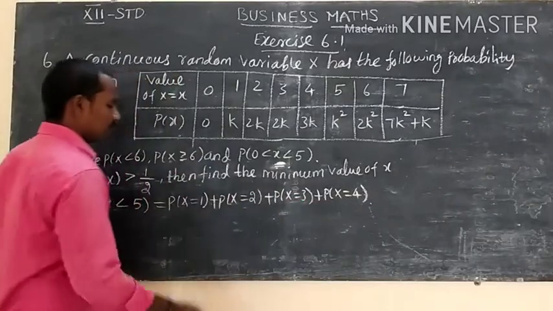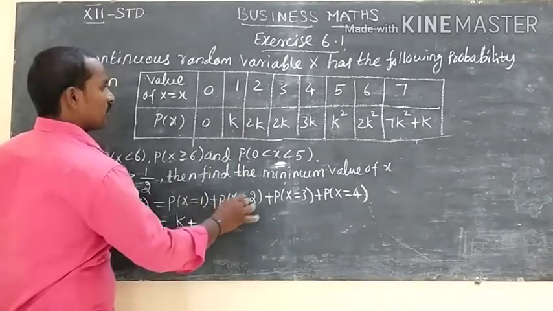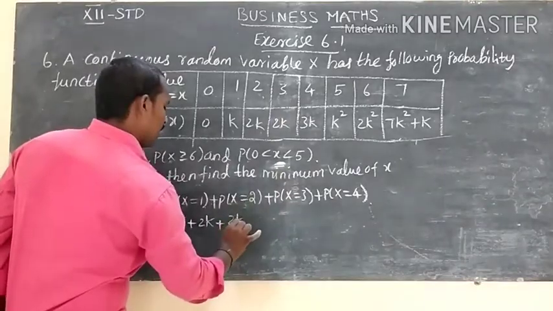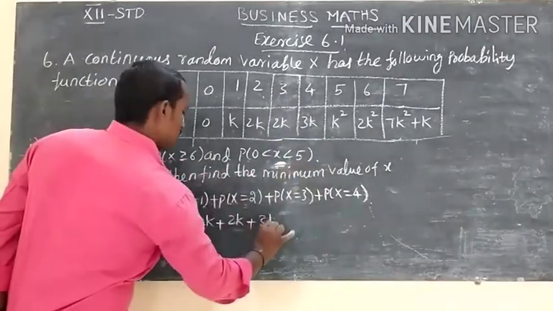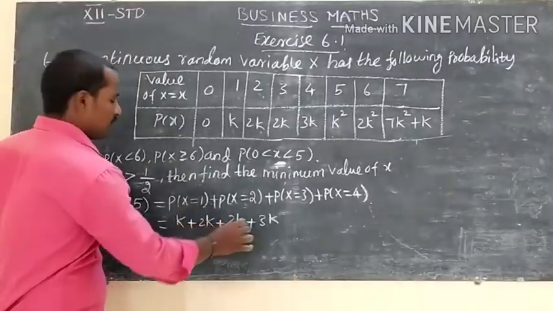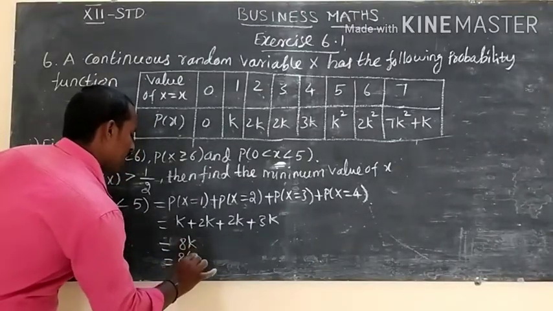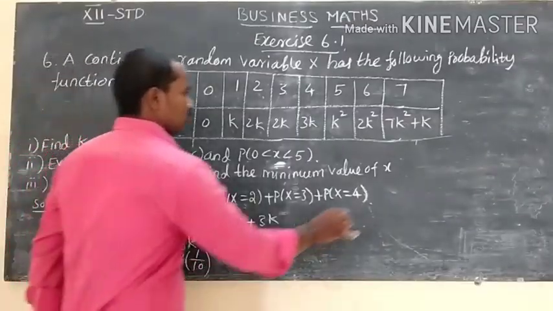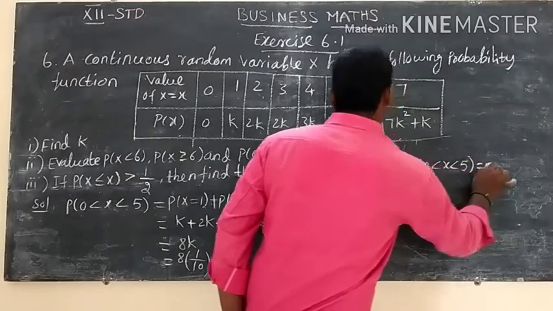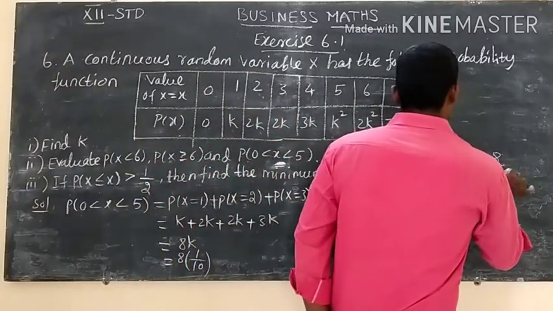X is equal to 1 to 4, write the corresponding probability values. X is equal to 1 means k, plus x is equal to 2, so 2k. X is equal to 3, 3k, plus x is equal to 4. Totally 1 plus 2, 3, 3 plus 2, 5, 5 plus 3, 8, 8k. Replacing k value 1 by 10, therefore the probability of 0 less than x less than 5 equal to 1 into 8, 8 by 10. This is your answer.